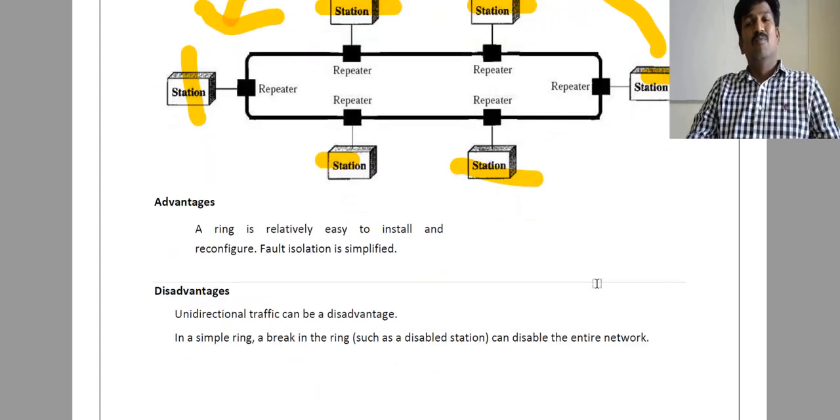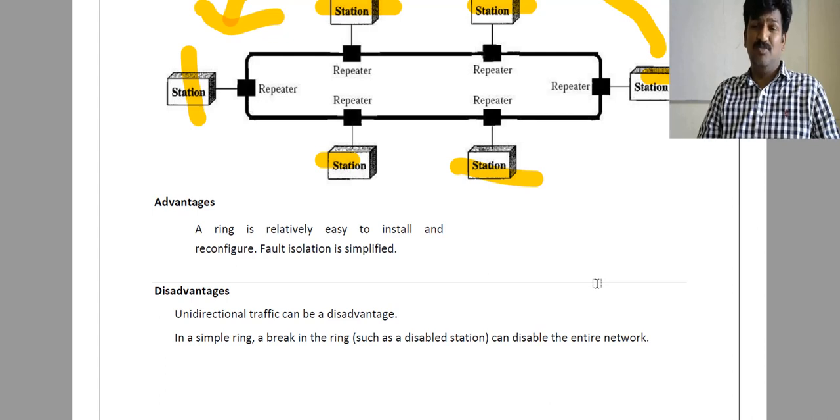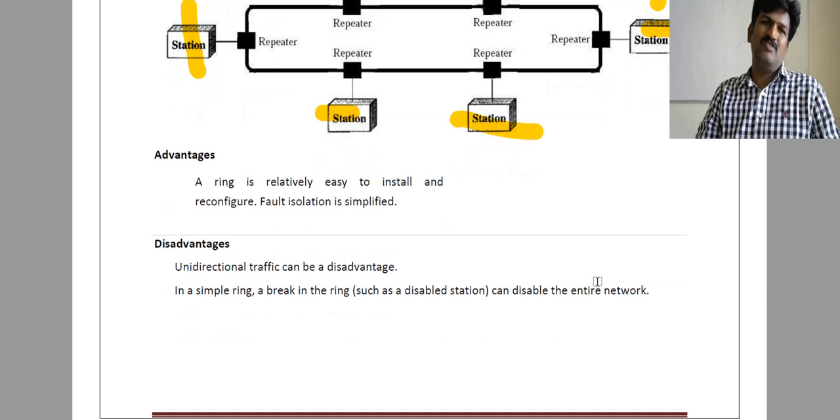Next, what are the advantages you can list for this ring topology? Ring is relatively easy to install and reconfigure. Fault isolation is simplified, but it has some disadvantages. What are those? Unidirectional traffic can be a disadvantage. You see that, as already stated, two computers that are not distant from each other and have the dedicated link are not allowed to talk to each other because the direction of the communication is unidirectional.